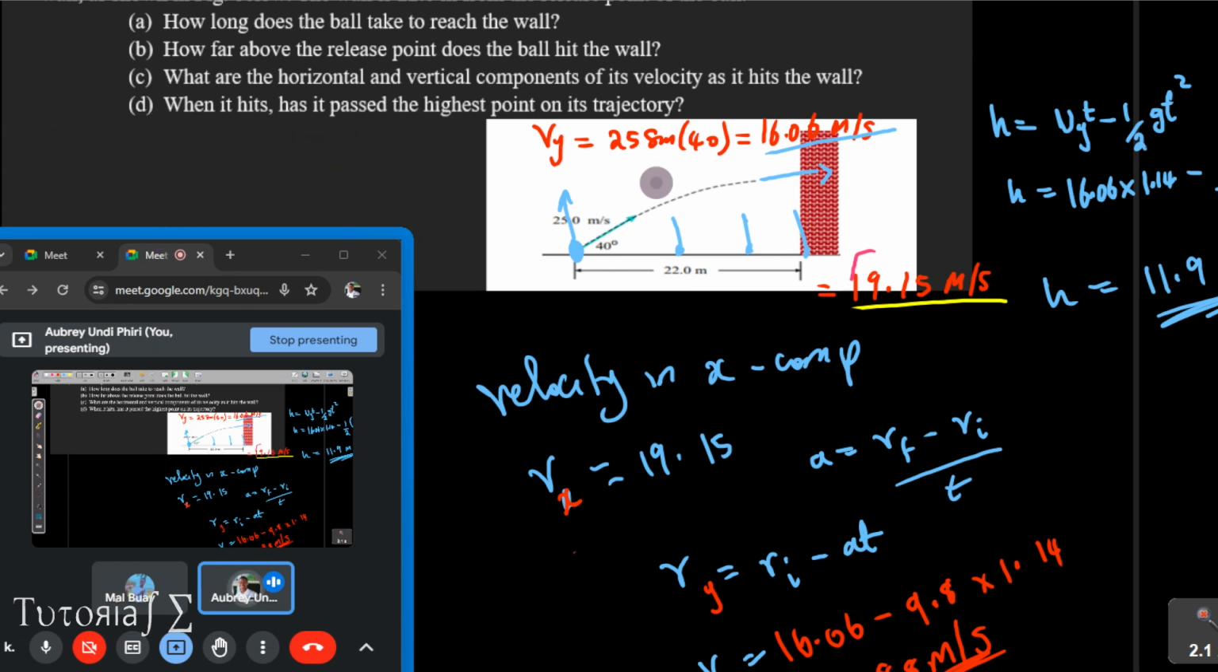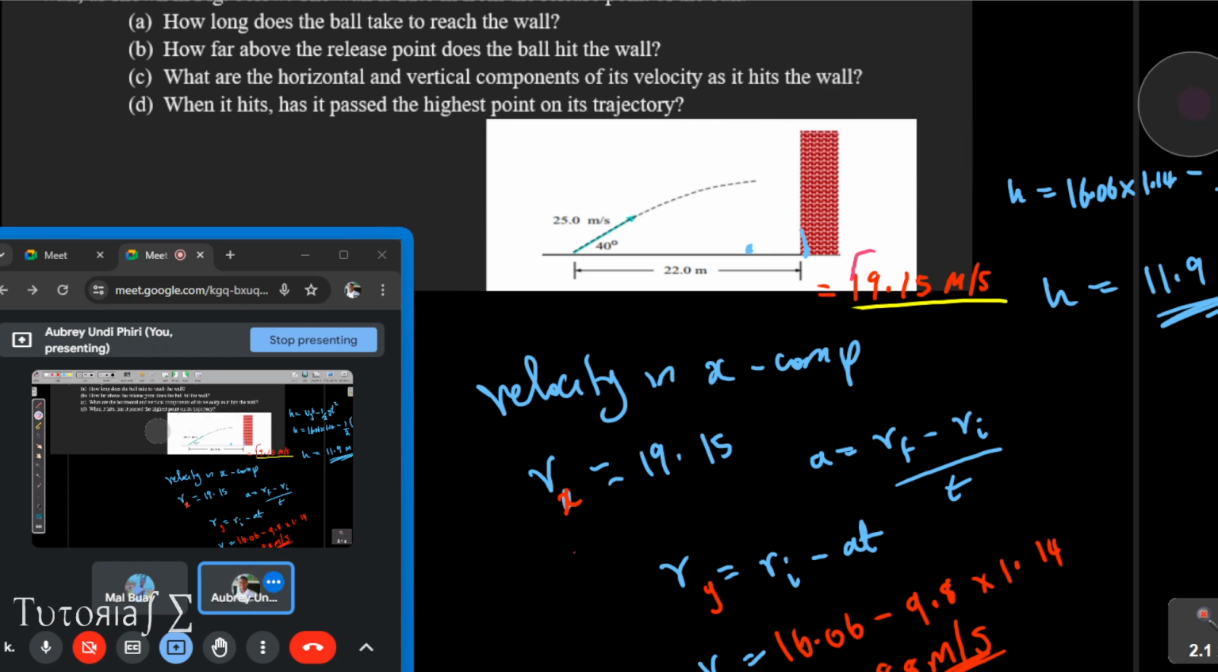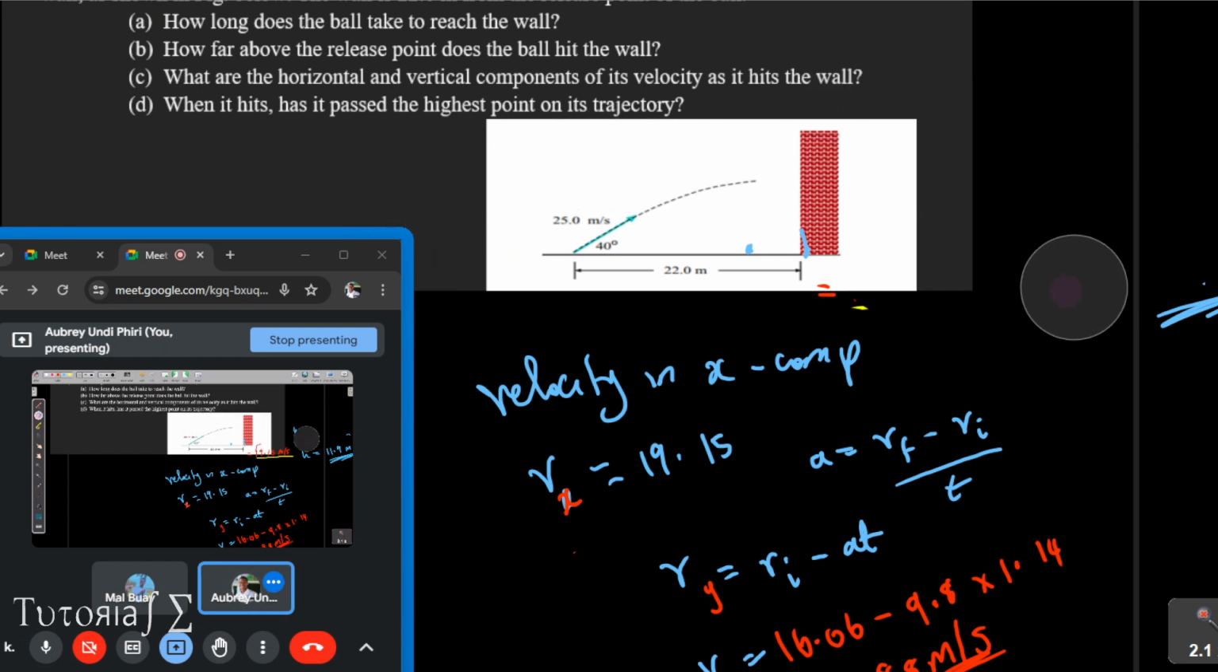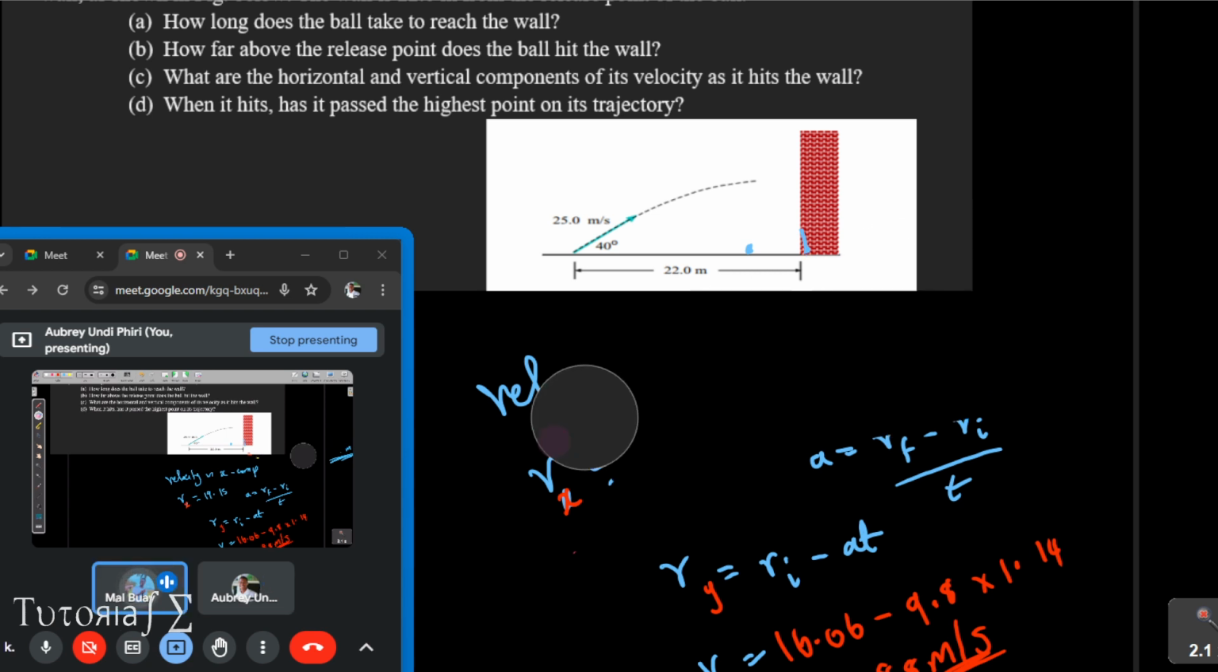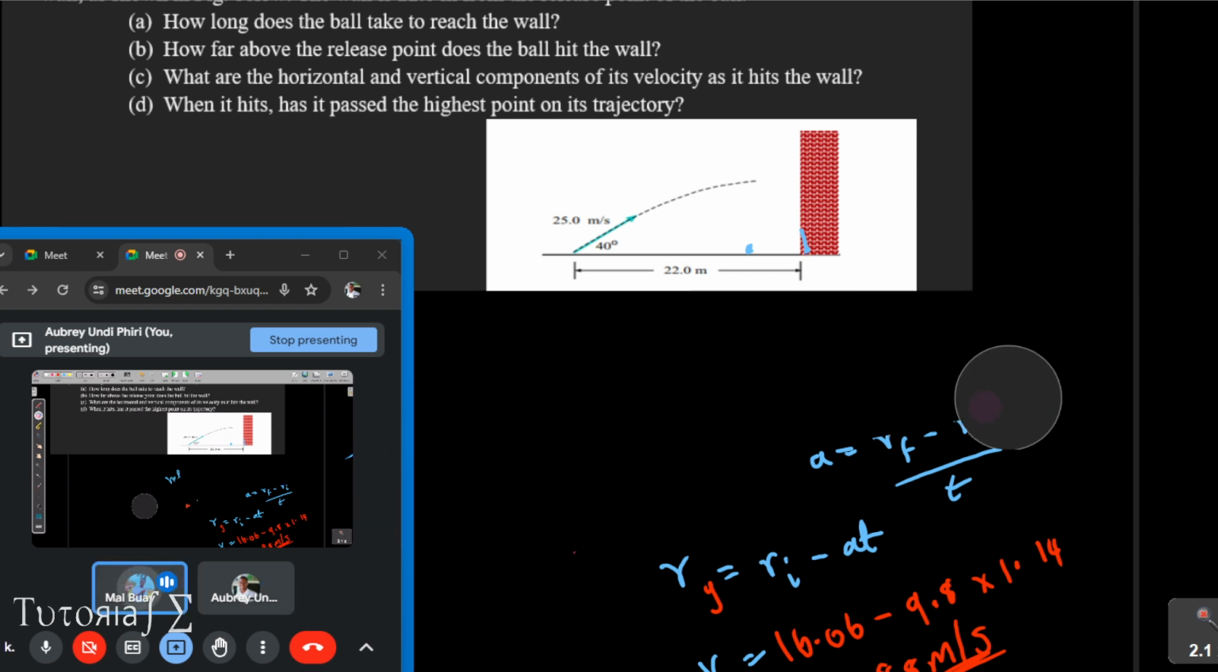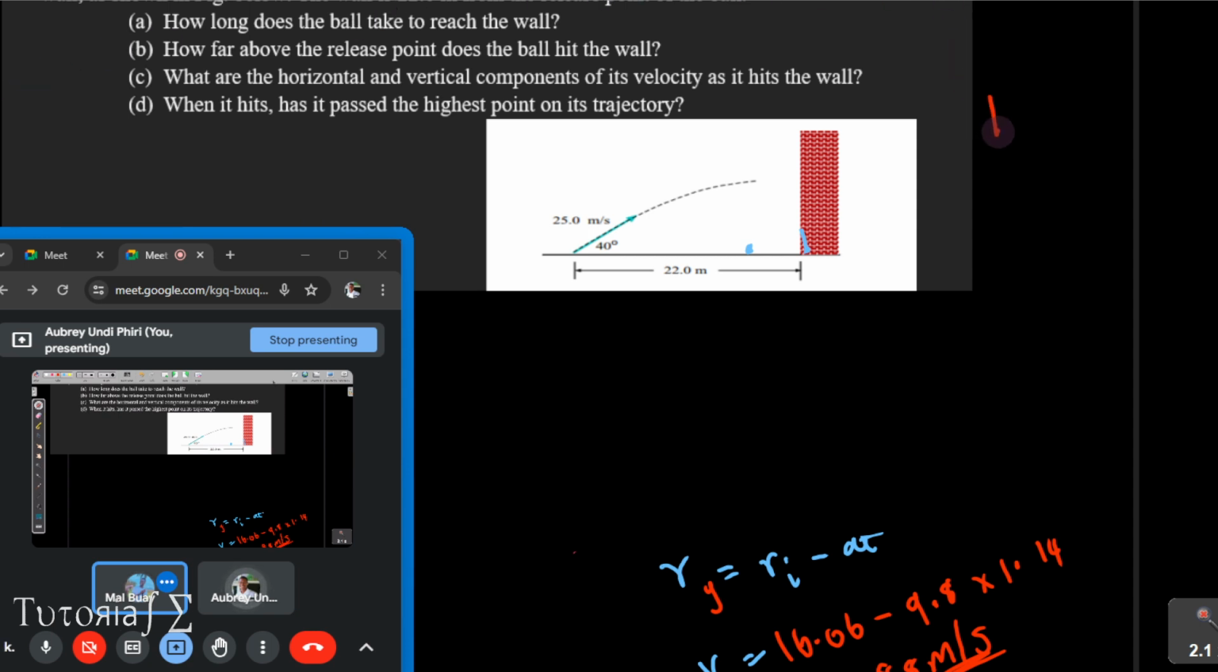Okay, let me just erase everything. What height does it hit the wall? 11.9 meters. That is 11.9, right? So we say height it hits the wall is 11.9. Now we need to find the maximum height.